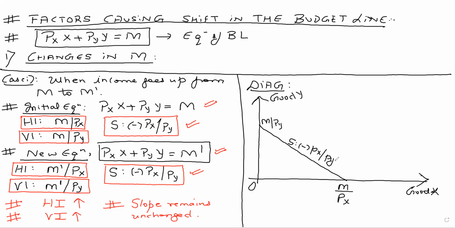Now clearly when our income goes up, our horizontal intercept has gone up from m by px to m dash by px. Our vertical intercept has also gone up from m by py to m dash by py, but my slope is the same. Now if the slope is the same, that means both the budget lines are parallel to each other, because mathematically if two lines are parallel, they have the same slope. Recall guys, if two lines are parallel, they have the same slope.